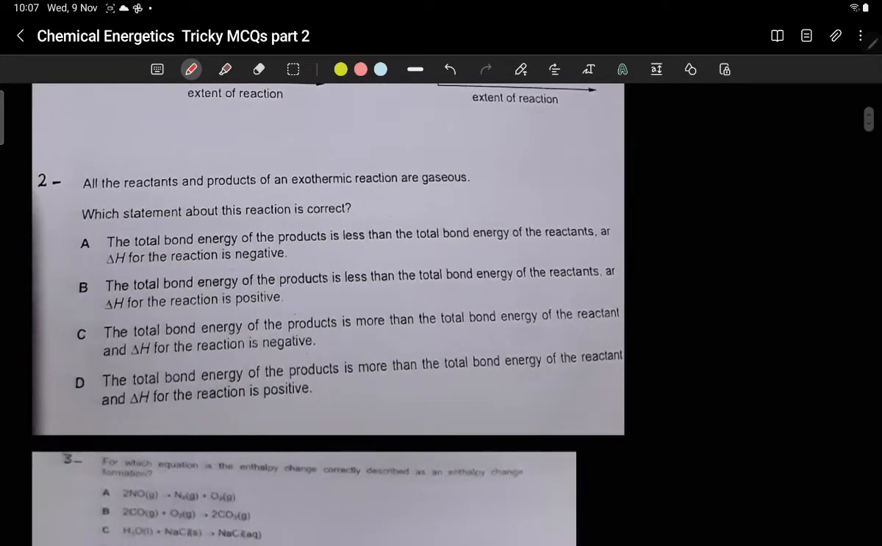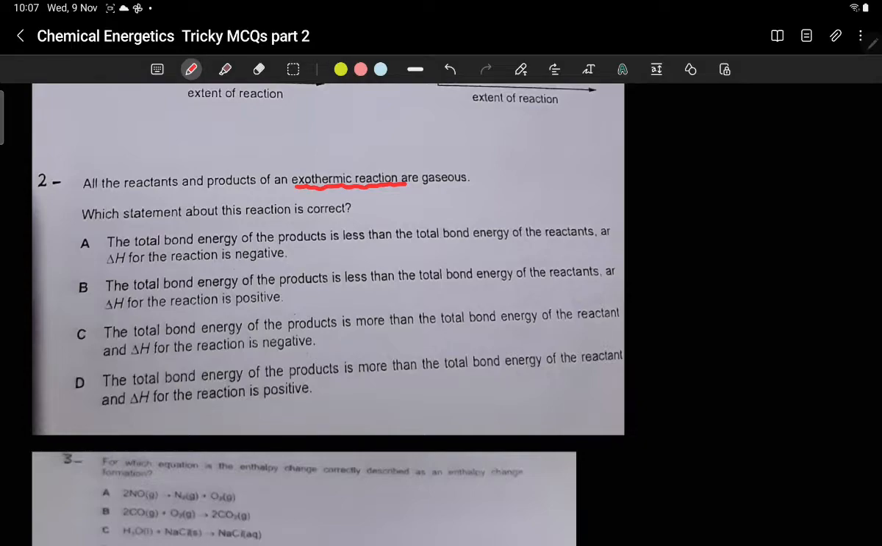Next question: all reactants and products of an exothermic reaction are gaseous. Which statement about this reaction is correct? The total bond energy of the product is less. This is an exothermic reaction, so let's underline this. The total bond energy of the product is less than the total bond energy of the reactants, and delta H for the reaction is negative.